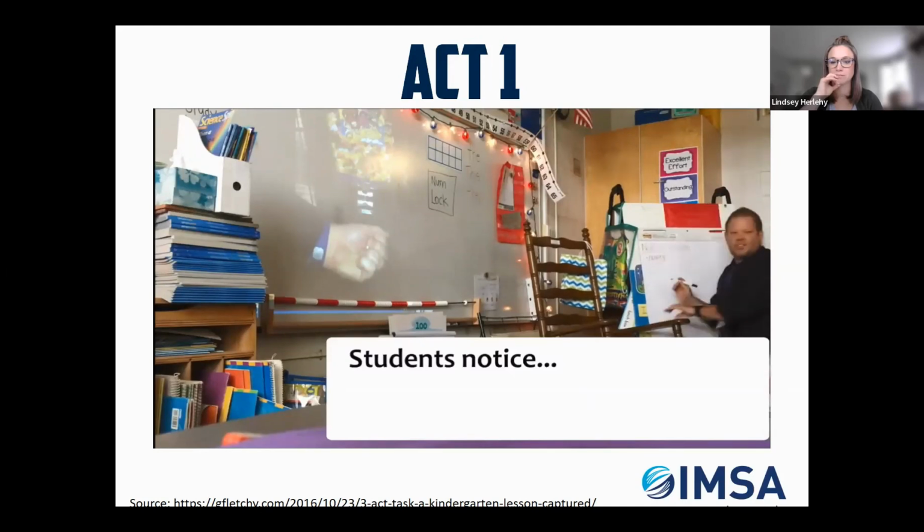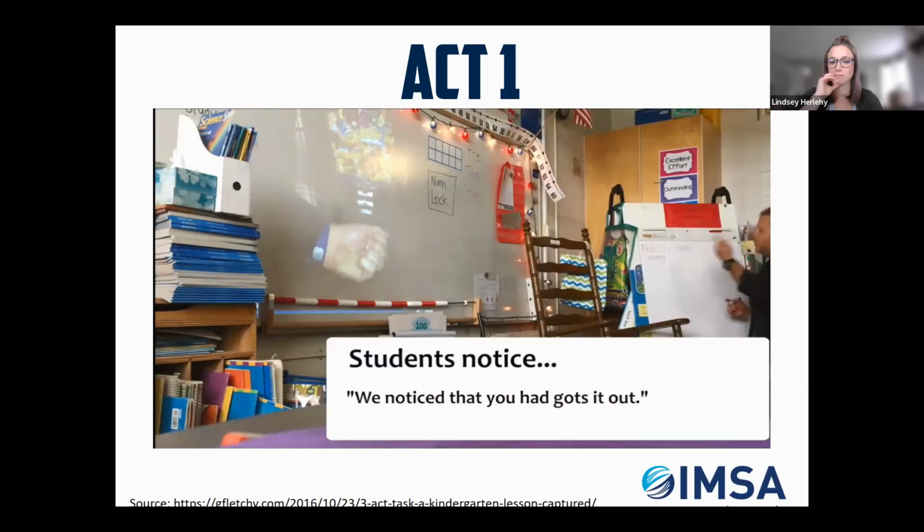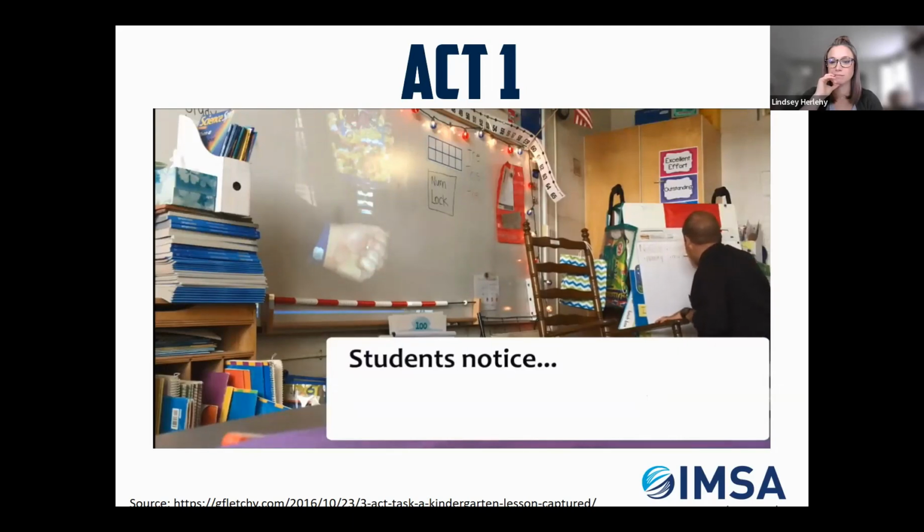Candy. What else did we notice? Yes, ma'am. We noticed that you had slapped it out. Oh, so that's my hand. Okay. I'm just going to put down Mr. F for Fletcher. That's Mr. Fletcher's hand. All right? Good, good.